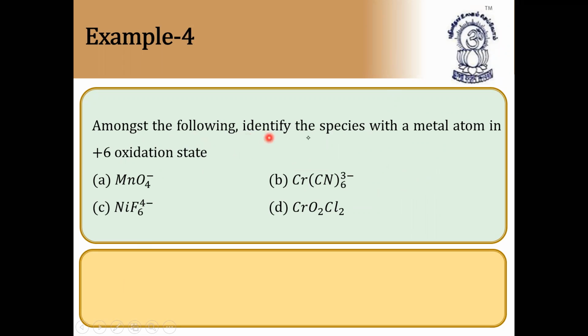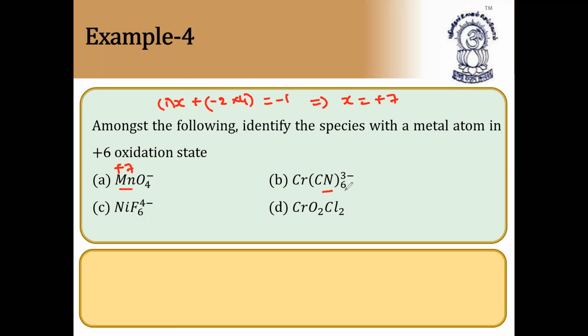Among the following, identify the species with the metal atom in +6 oxidation state. Here the first is +7. Easily we can see it: let manganese be x. So x plus (-2) into 4, because oxygen is -2, is equal to -1. So x is equal to +7. That is the first one I have shown. Like that you can do for the second, third and fourth also.